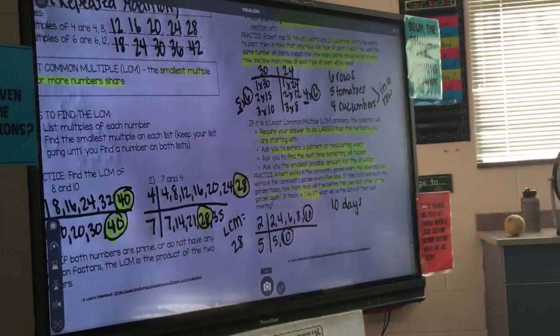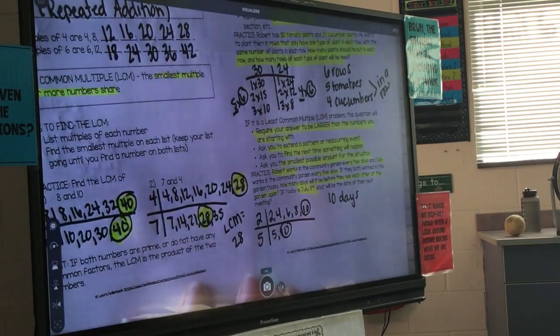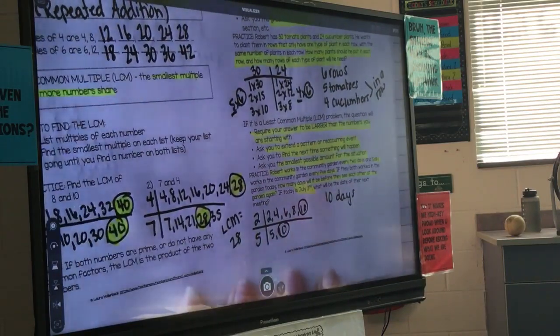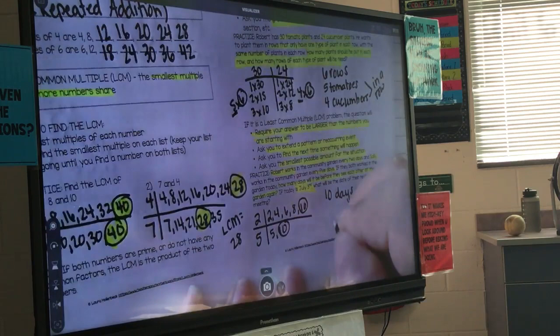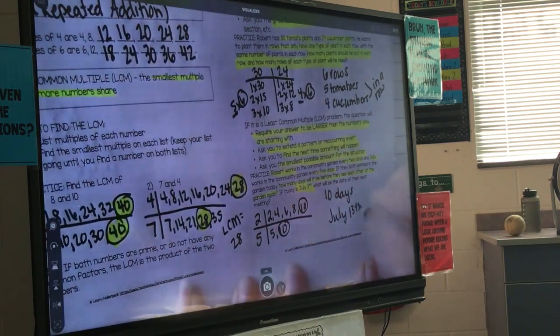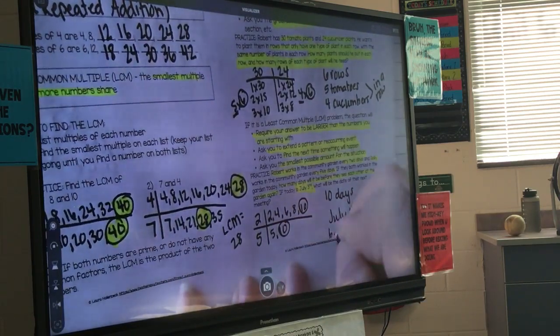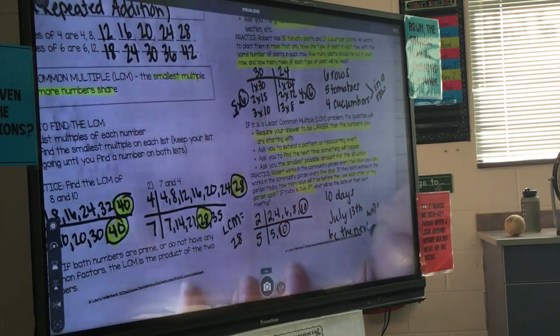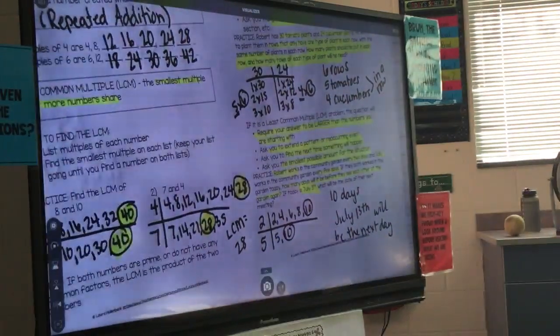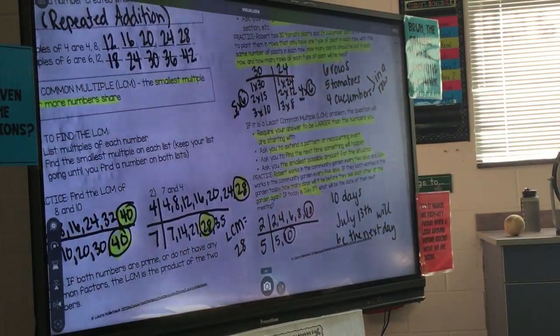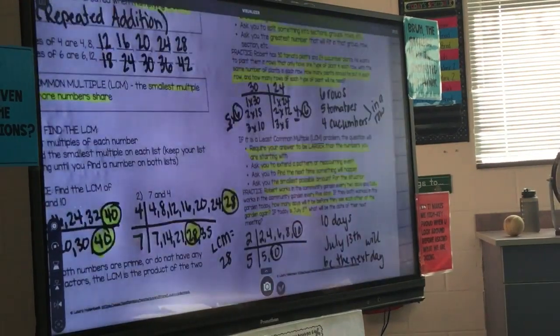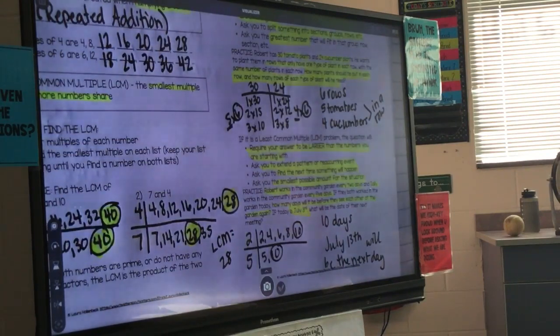So again, make sure you're writing this down. And then how do we figure out what the date is going to be? This part should be fairly easy. Gracie? You add 3 plus 10, and that gets 13. So it'll be July 13th, the next meeting. Okay, so again, using the information and actually answering with context. Thumbs up when you have all of this written down.